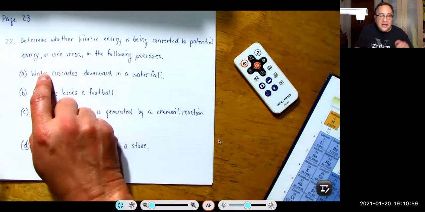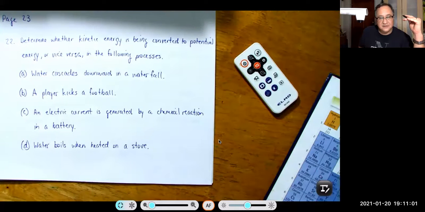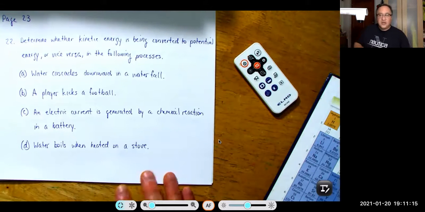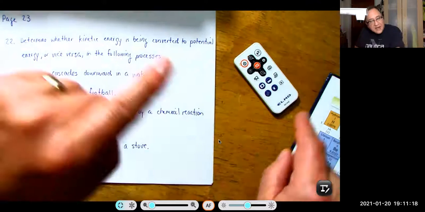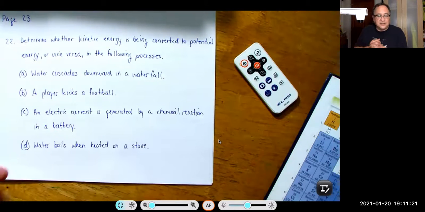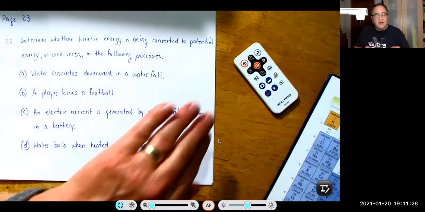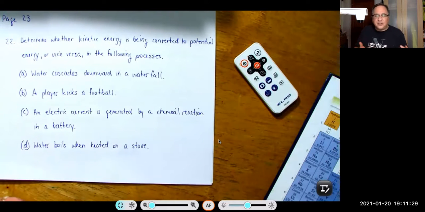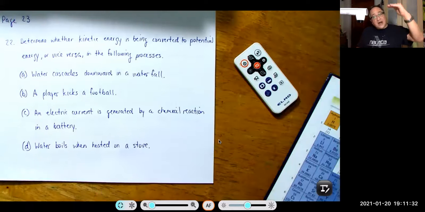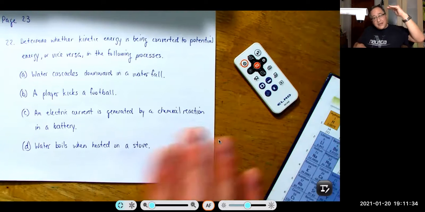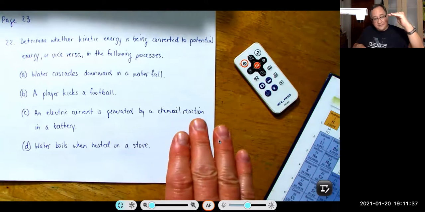The water in a dam is released. Water in the dam, kinetic or potential? Potential because it's stored in a dam. The water being released and moving downhill, kinetic or potential? Kinetic because it's moving downhill. Now, if we wanted to ask specifically, what type of potential is this? Well, since it's stored at a higher level than where it ends up, it's potential due to position and gravity.